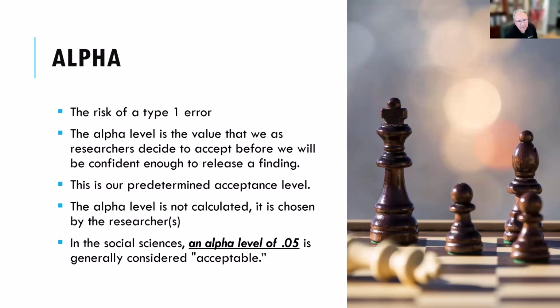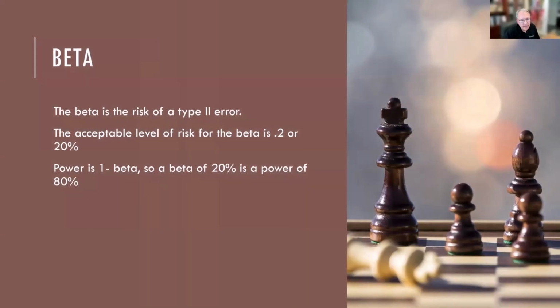The alpha is the level we accept as researchers before we will be confident enough to release the finding. It's predetermined. It's typically 0.5 or 5%, and it's not calculated. It's something we choose. The beta is the risk of a type 2 error. The acceptable level for a type 2 error is 0.2. The mathematical relationship between power and beta is power is 1 minus the beta. So a beta of 20% means a power of 80%.